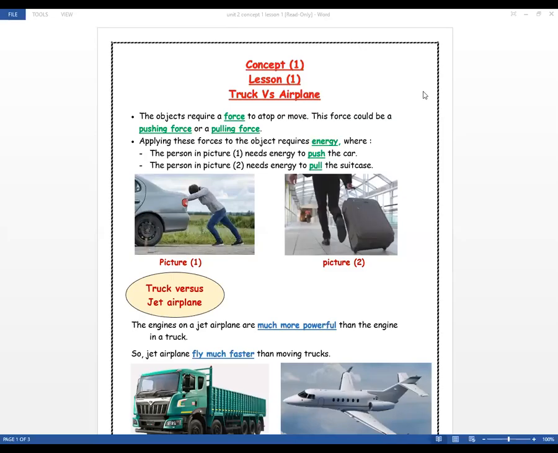Engineer 4. Today we will talk about concept 1 in unit 2, lesson 1. We will talk about the truck and the airplane.